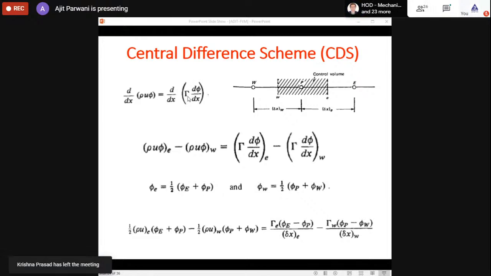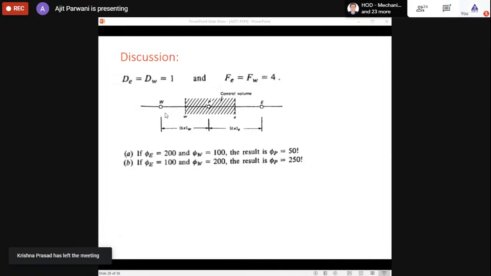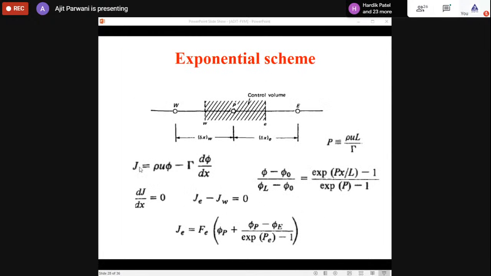But here in the exponential scheme, now I am combining these two variables into one variable. The one variable is called j, and now this j is equal to rho u phi minus gamma d phi by dx. So now our equation becomes dj by dx, and if I integrate this, then I will get je minus jw.